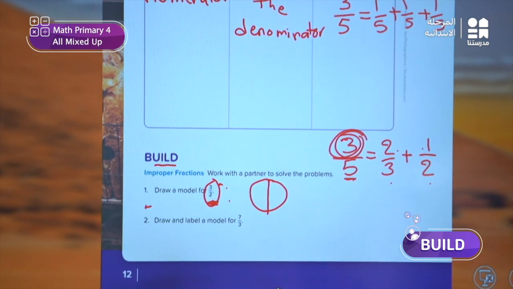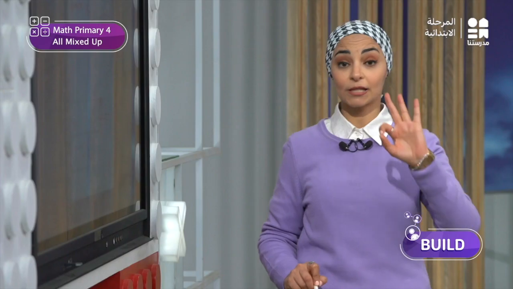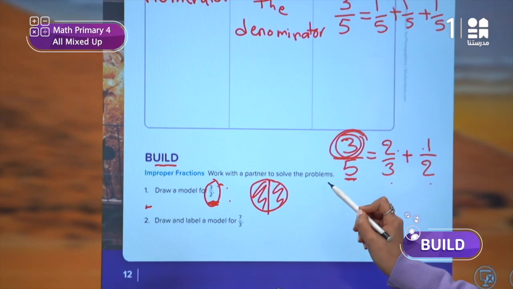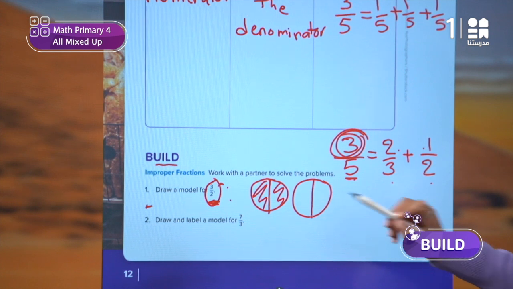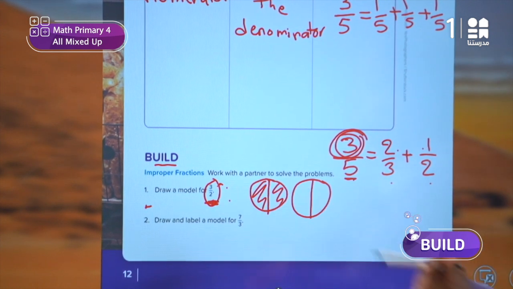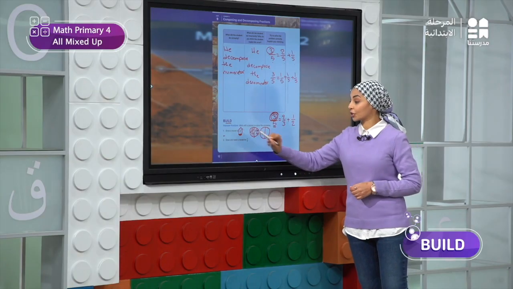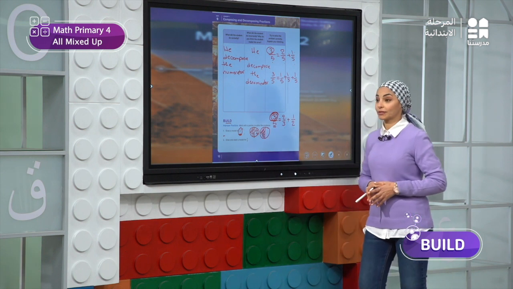Okay, we need only 2 parts, or is it 3/2? I mean, we need 3 shaded parts, right? So I will shade these 2 parts and I will draw another circle and divide it into 2 equal parts. Why? Because the whole parts are 2. And what should I do here? Yes, I need 3 shaded parts. So 1, 2, and I will shade another part here.